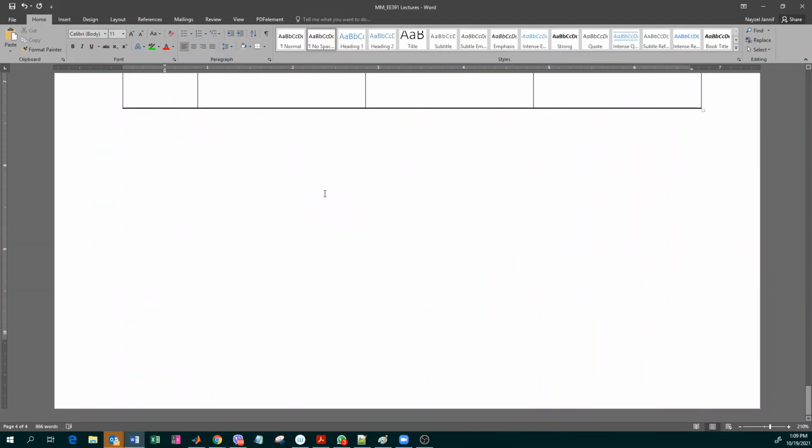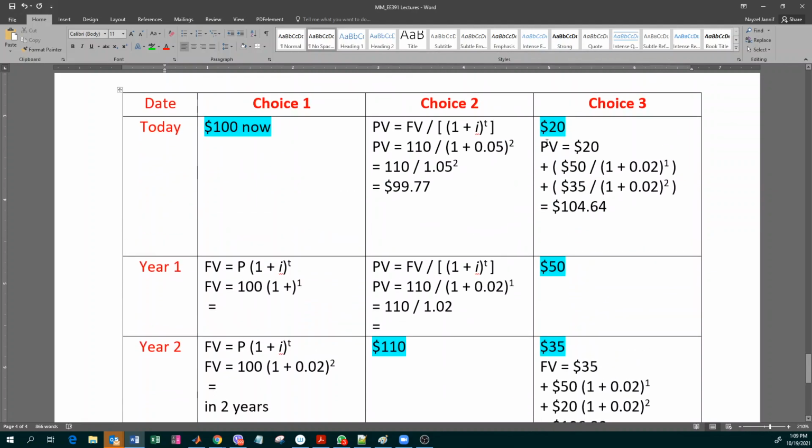Let's have a look at this. The $20 is from today, so that will be $20 because there's no compounding going on there. The $50 is from next year, in 1 year's time. So what will be the interest rate for $50, guys? Anyone? If you feel shy to speak, you can always put it in the chat box.